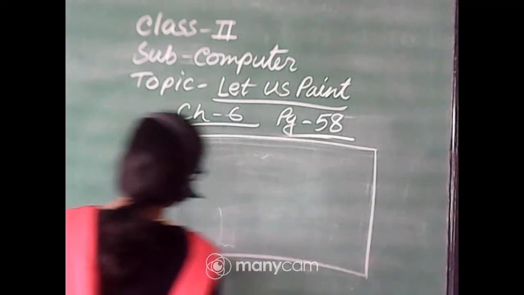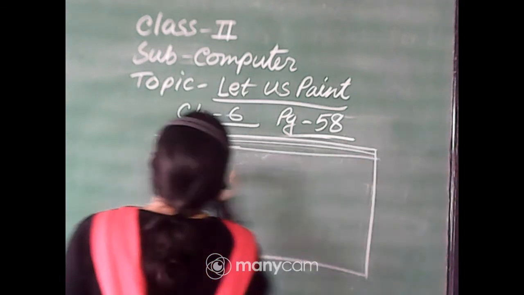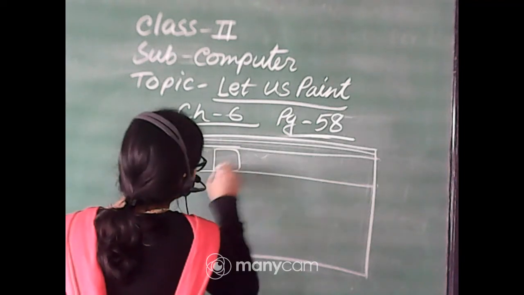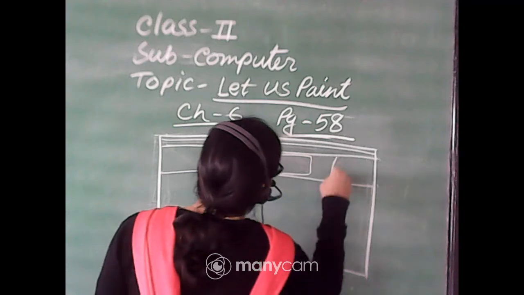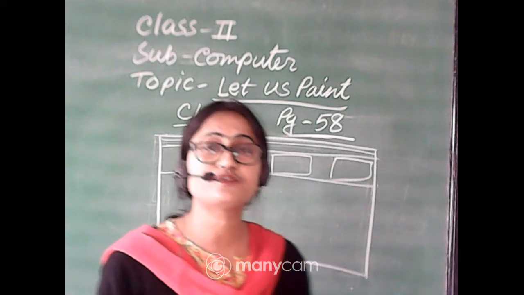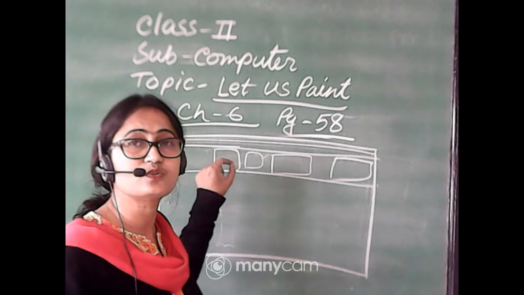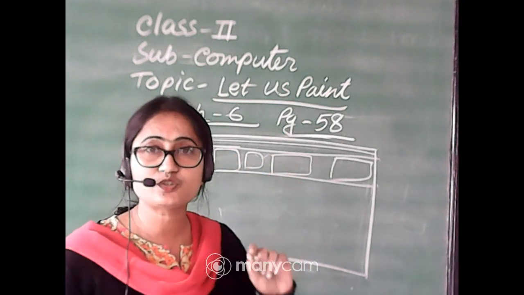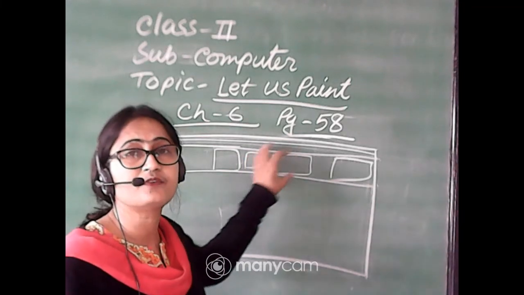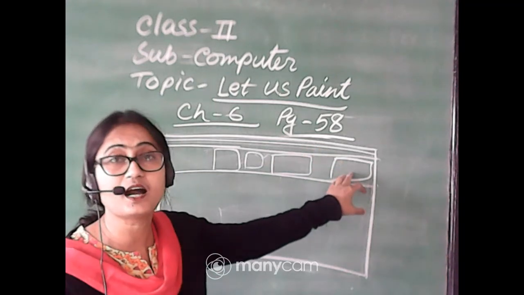Suppose this is the drawing area, this is the title bar, there are the tabs and then the ribbon, and on the ribbon there are the different tools, brushes, and there are the shapes and the colors, different groups available. You can choose the pencil tool from the tools group. When you click on the pencil tool, that means the pencil tool is selected. After choosing the pencil tool, if you want to choose the color of your pencil, you can choose the color from the color box.